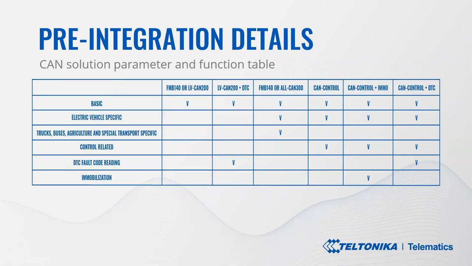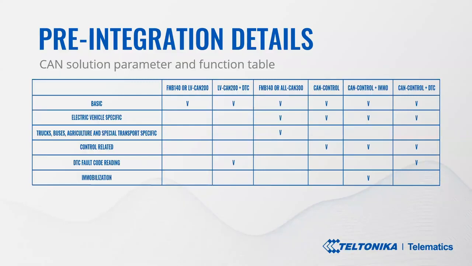Additionally, there are a number of specific parameters related to trucks, buses, agricultural machinery, and special transport. Such parameters include axle loads, mowing status, and PTO, and these are only available using our ALL-CAN solution, so the FMB140 ALL-CAN option or ALL-CAN300.